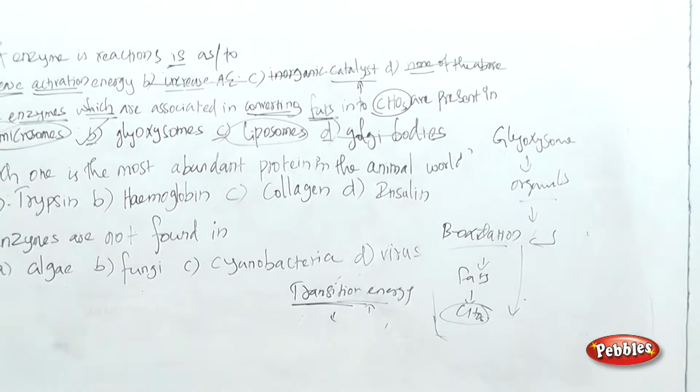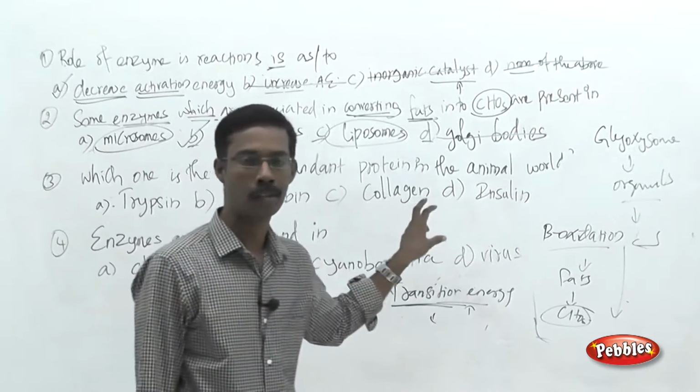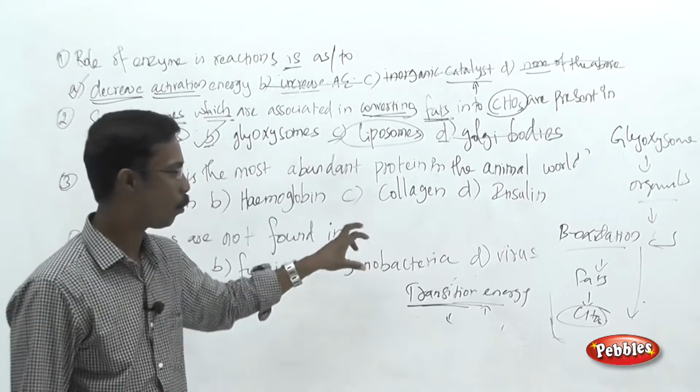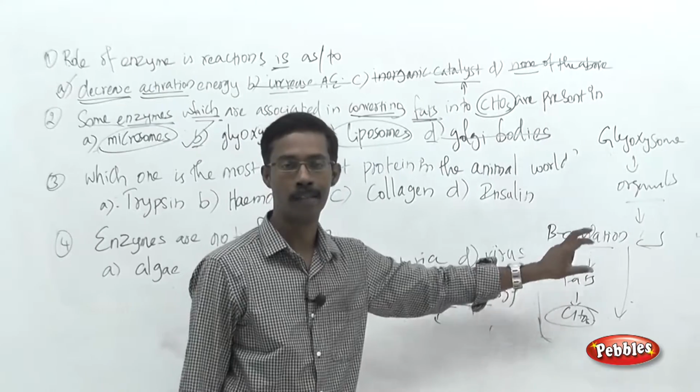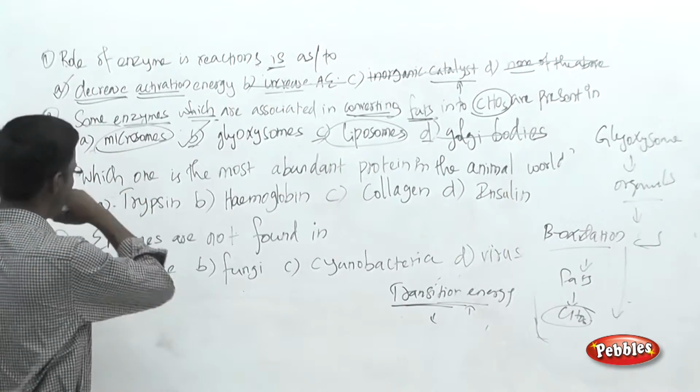Okay, so you have to remember the term glyoxysomes, which contains the enzymes for the glyoxylate pathway. What is the role of the glyoxylate pathway? It is going to do the beta oxidation of fatty acids or fats into the carbohydrates. Okay, and see the next question.